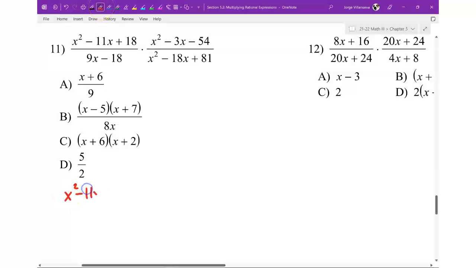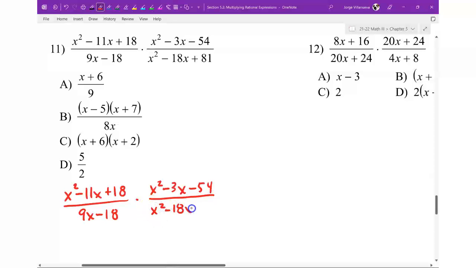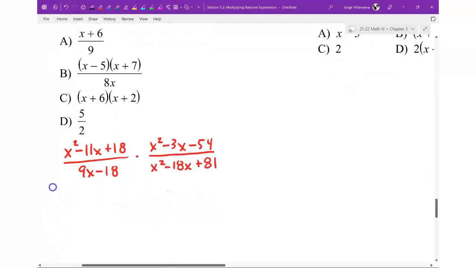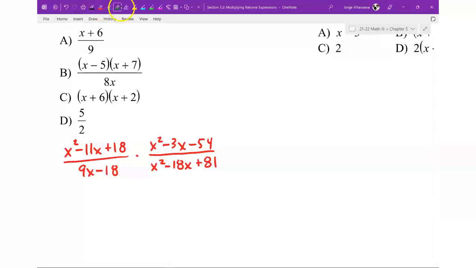X squared minus 11x plus 18 over 9x minus 18 times x squared minus 3x minus 54 over x squared minus 18x plus 81. So I'm going to have to use the x method. Let's start with the top left corner, okay? Top left, x squared minus 11x plus 18. So I'm going to kind of do a little bit smaller than usual. That way I can fit as much as I can.